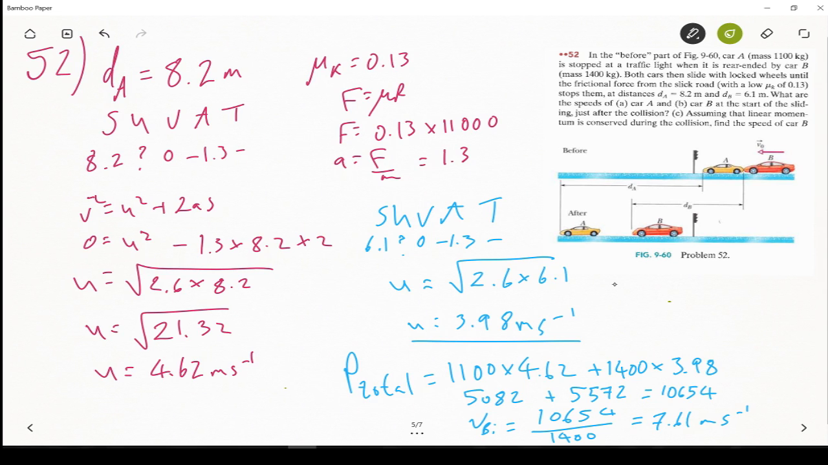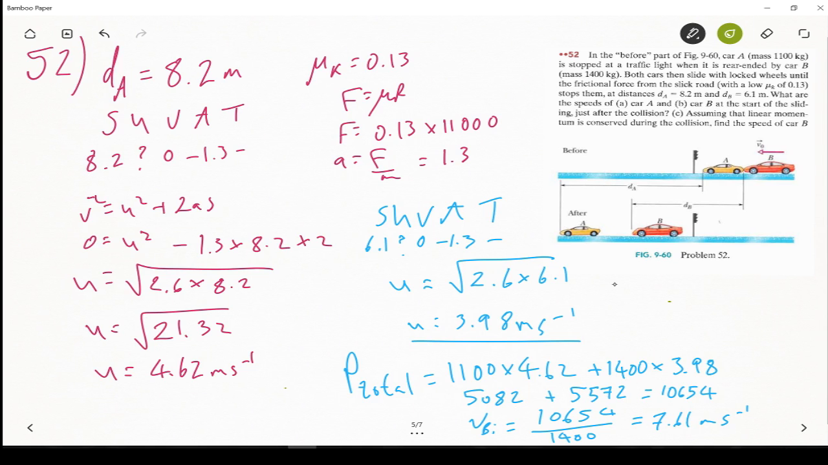So, firstly, we've got ourselves a Suvat question. Okay? Now, although this isn't a Year 13 topic, Suvat equations obviously came up in Year 12, you need to remember them. It's not a skill that suddenly disappears. So what you've got is the distance as being 8.2, and when it comes to a halt, the speed will be 0.